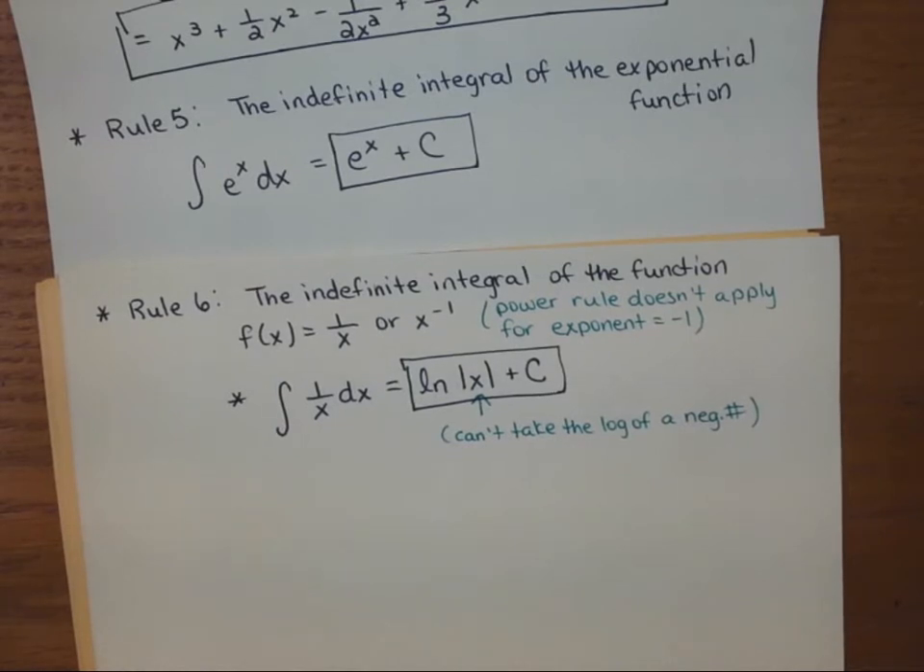Okay, so just remember, this is your one rule breaker. Okay, we can't use it when the power of x is -1, so we have another rule for that.